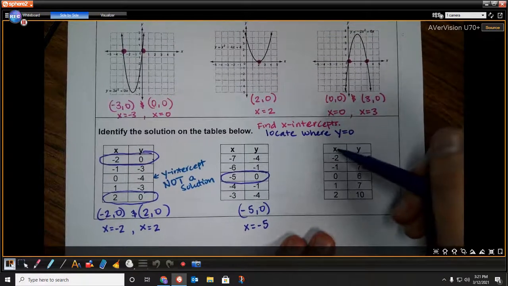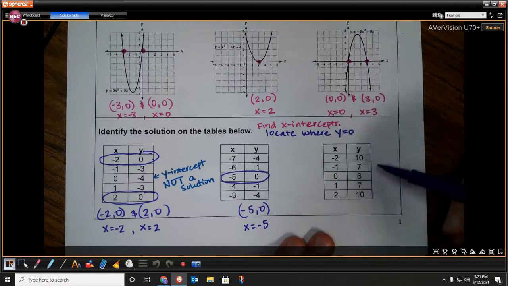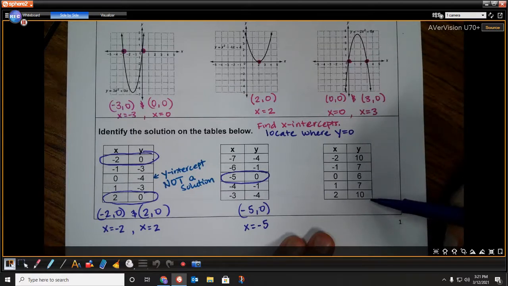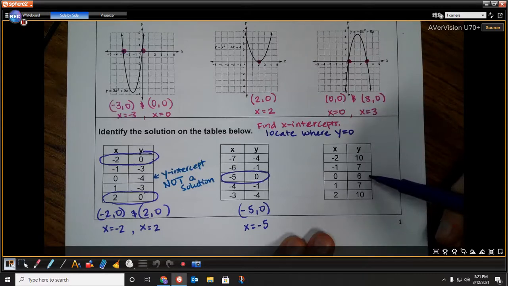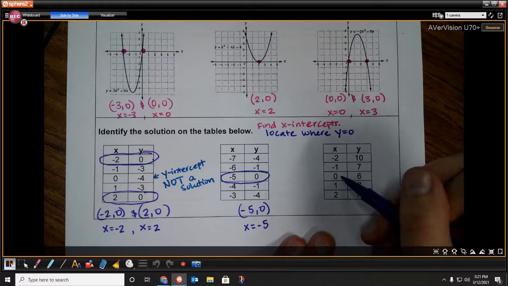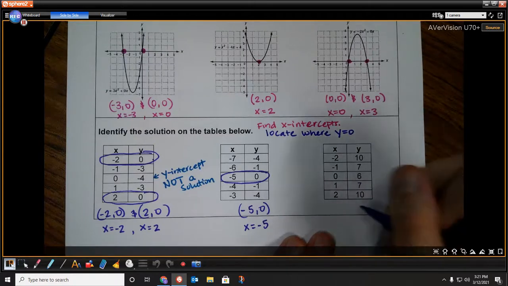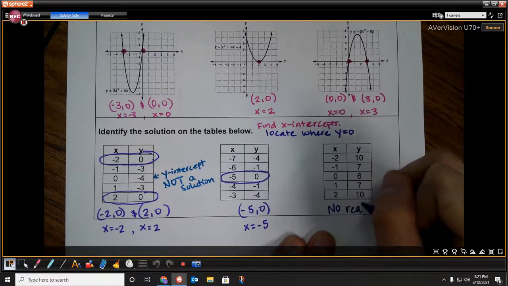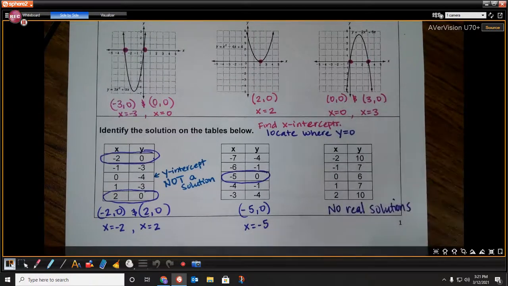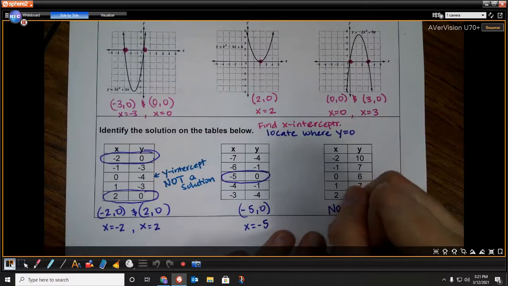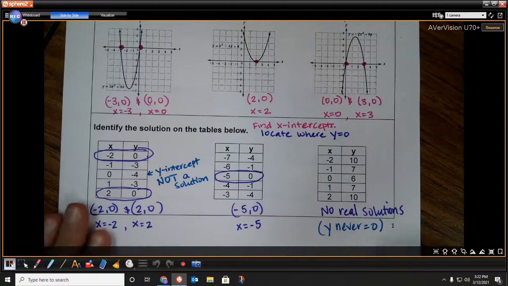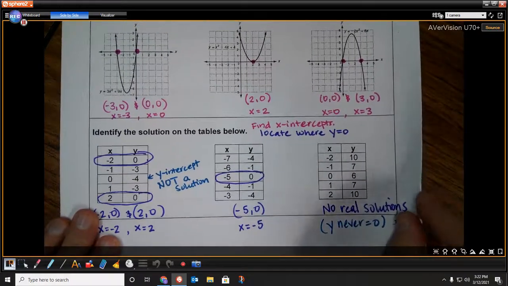And then on our last table, we want to look at x and y. We want to find where y is equal to 0. Well, look, it starts at 10, goes to 7, goes down to 6, then back up to 7 and 10. So it looks like it's never going to hit 0 because 6 looks like it's its lowest spot. We do have a y-intercept, but we don't have any x-intercepts. So in this case, there's no real solutions. And that is because y never equals 0, all right? So if y never equals 0, then there's no real solution. So that is how you do it if you're given a graph or if you're given a table.